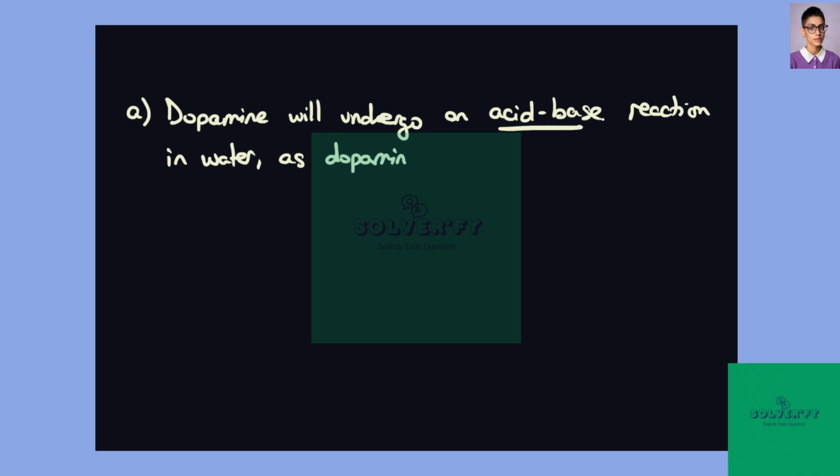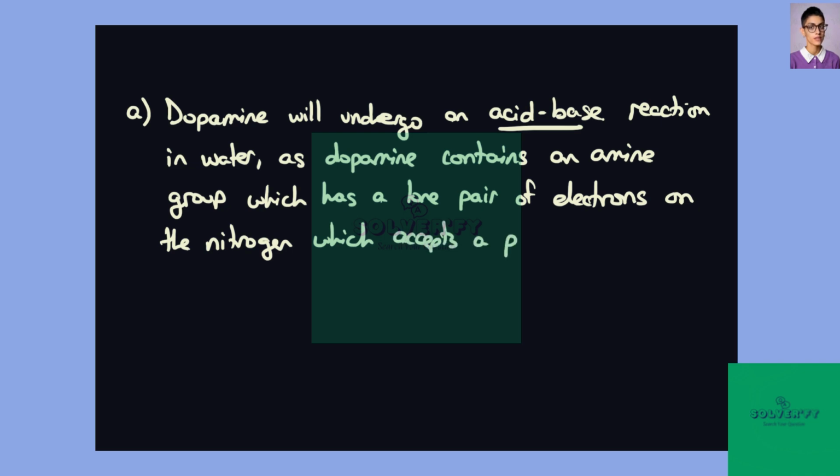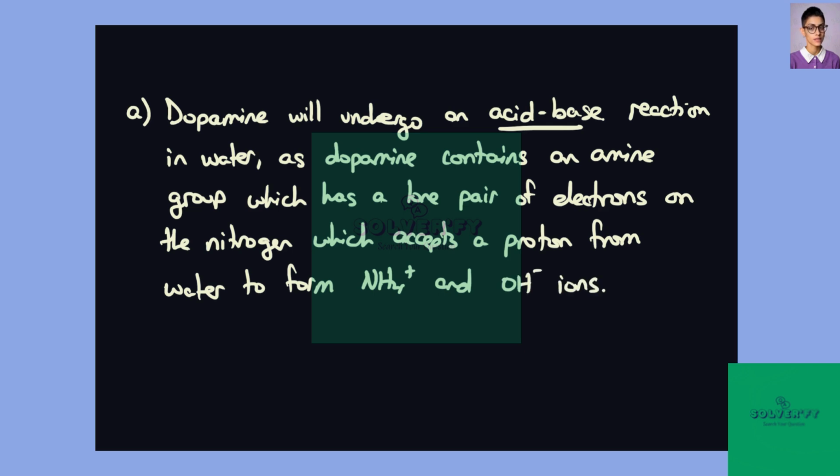as dopamine contains an amine group, which has a lone pair of electrons on the nitrogen, which accepts a proton from water to form NH4 plus and OH minus ions.